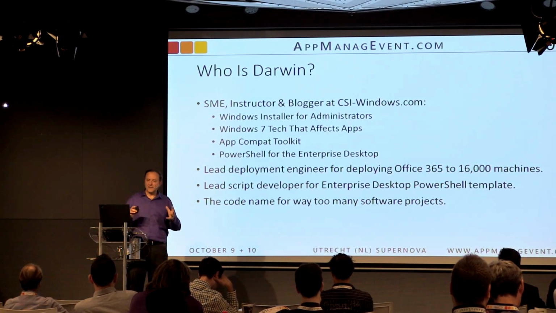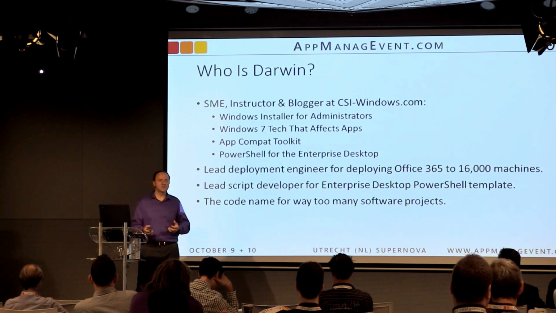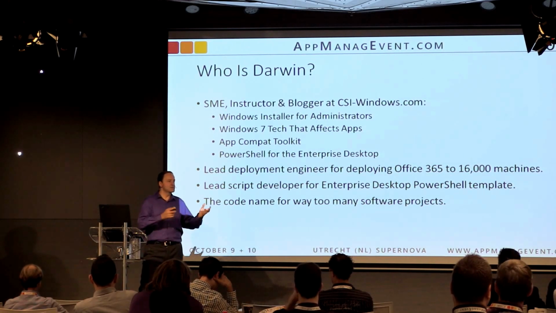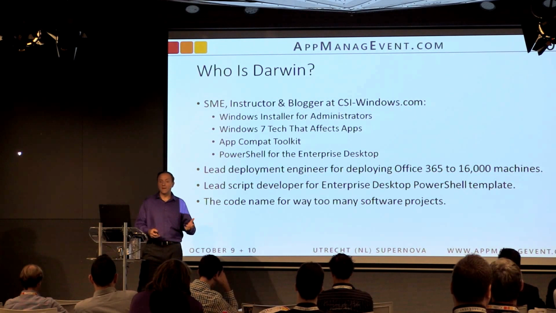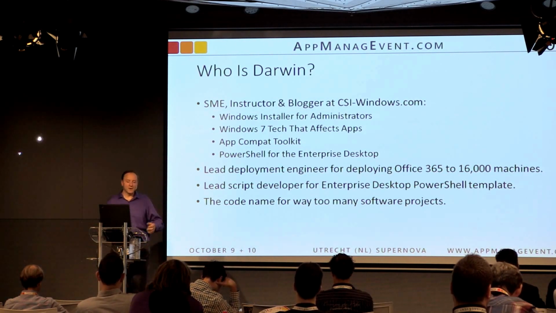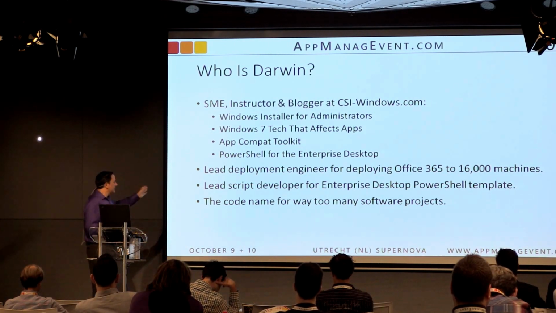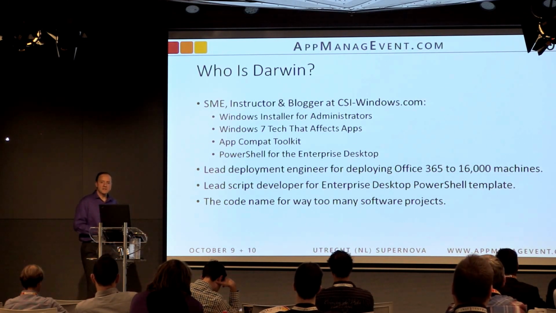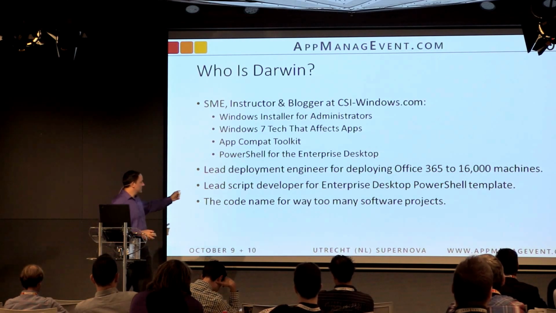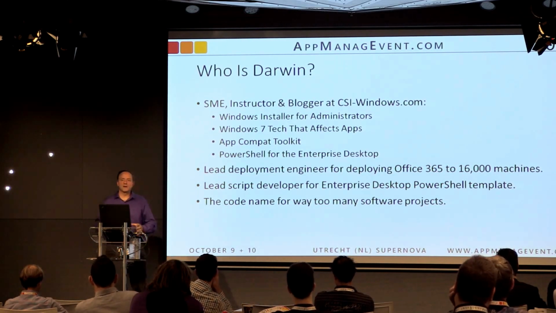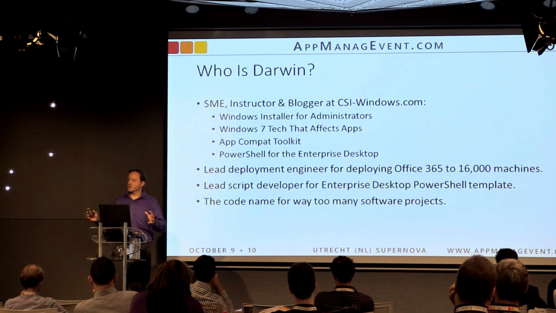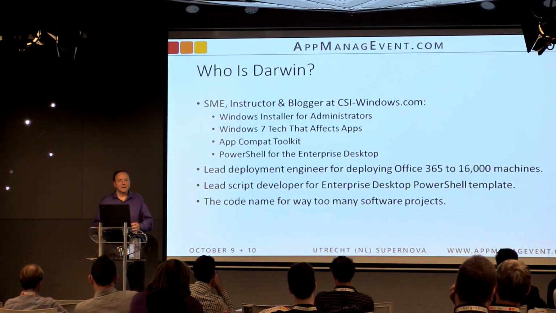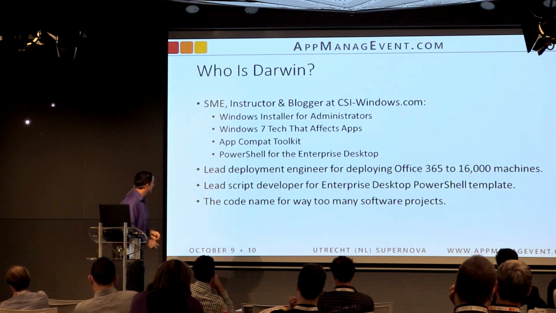There's a lot of tricks in the Windows 7 bag that you can apply by configuring the operating system. So you might resort to, say, virtualizing the application because of some admin rights need, and there's some simple tweak in Windows you could do to avoid that if your mode is not to always virtualize. I'm a lead deployment engineer for an Office 365 deployment to 16,000 machines. In the same organization, I'm the lead script developer for a template that we use for globally pushing application software to the same set of machines.